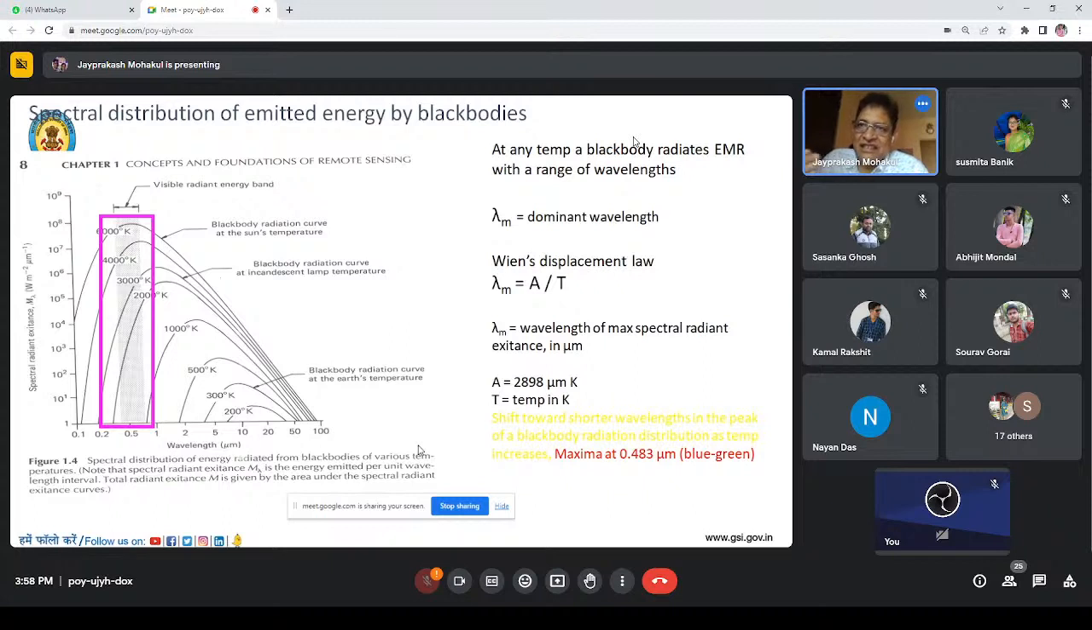Whatever energy a black body receives, the entire amount of energy exits from its surface. Is it followed? No? Repeat it.